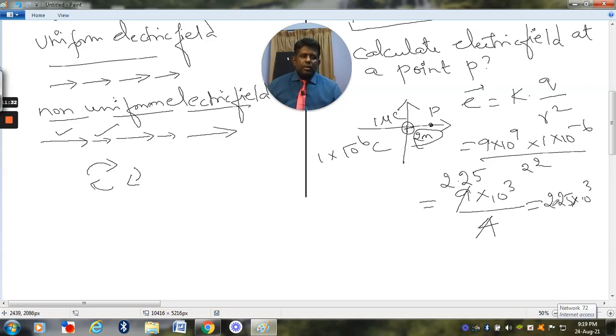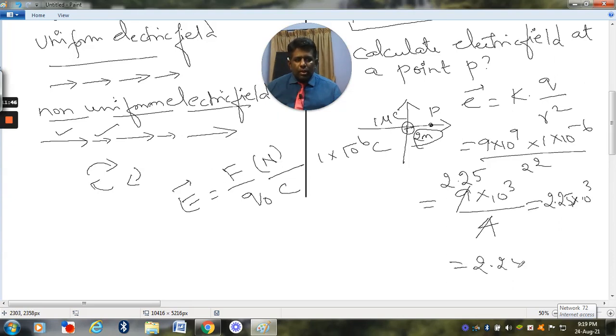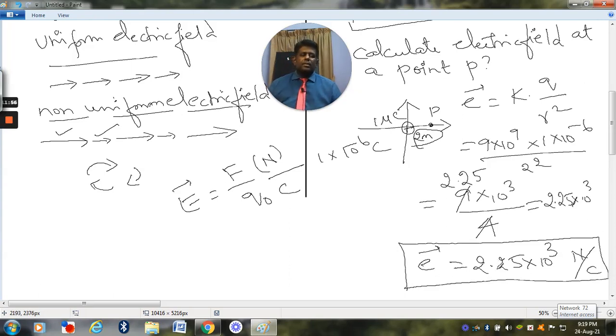What is the unit? See, we know that electric field is equal to force by charge. Unit of force is Newton. Unit of charge is Coulomb. Therefore, the answer is 2.25 into 10 to the power 3 Newton per Coulomb, which is the unit of electric field. This is the value of electric field. Hope you got your answer.